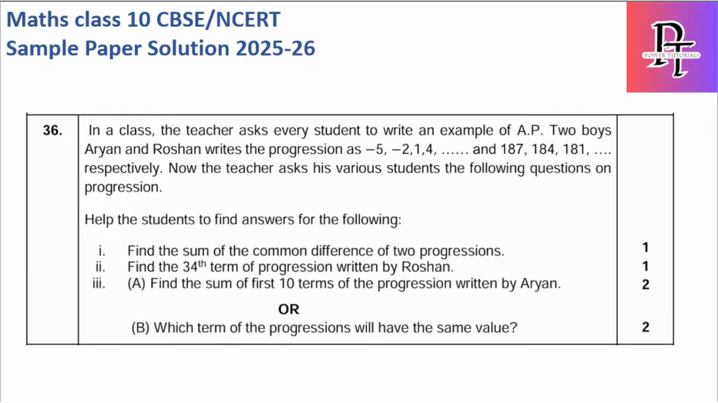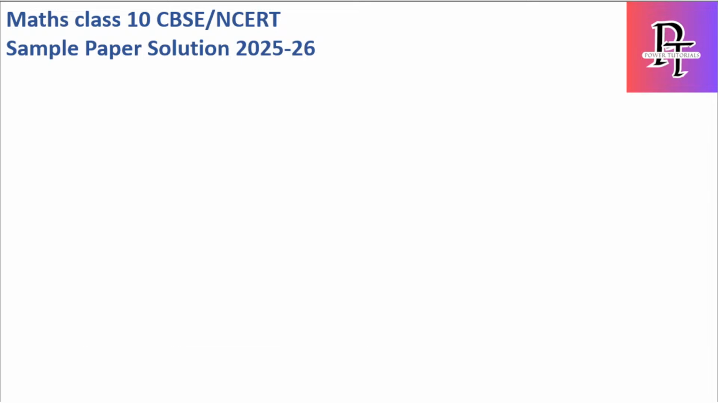Let's solve the last question. Find the sum of first 10 terms of the progression written by Aryan. So here also there is an option, either we can solve this one or this one. I'm going to solve the first one first. As I mentioned, if you are confident about the first one, go for the first one. If you're confident about the second one, go for the second one. If you have time and want to try the other one, you can try it. But as clearly mentioned by CBSE standard, whichever is answered first will be considered for marking. So let's solve the first one.